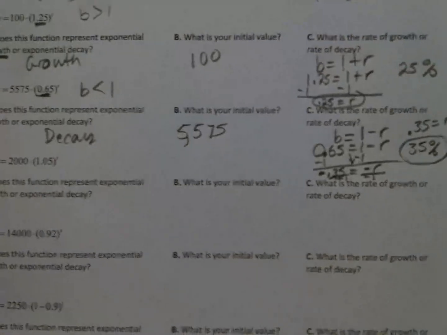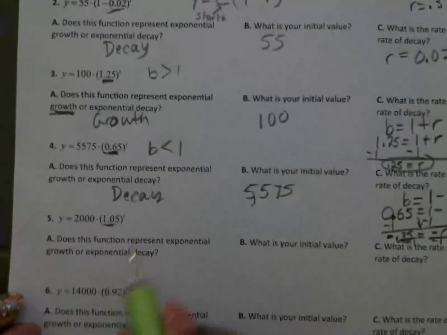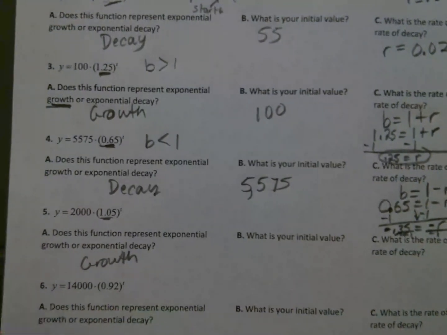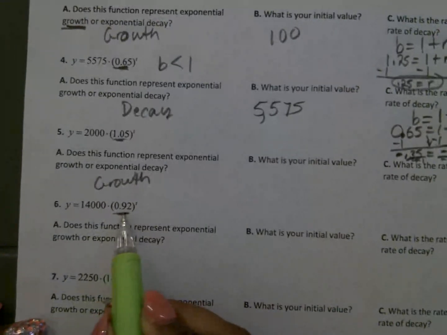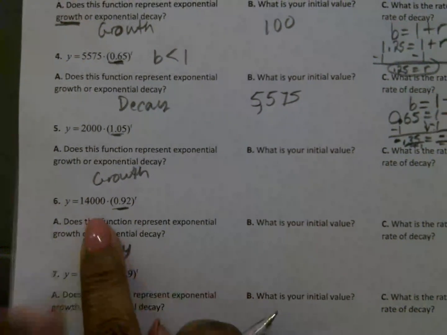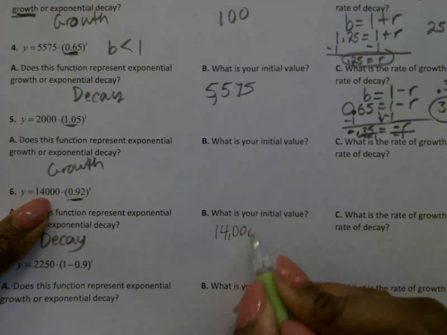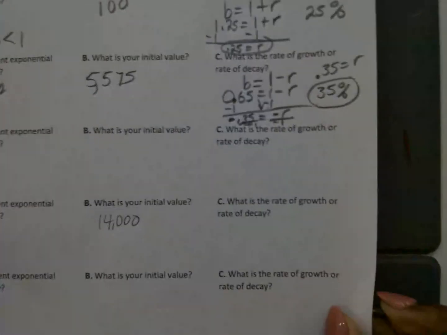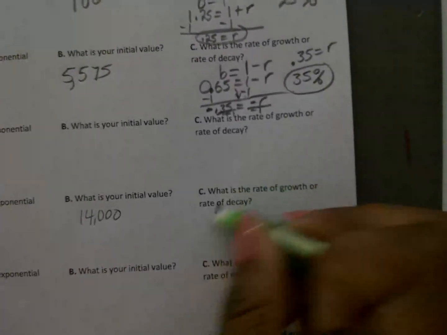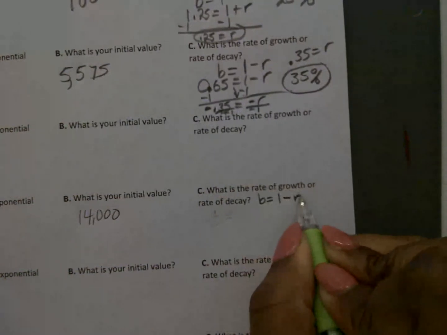All right. Same thing that goes for this one. Again, this one right here is greater than 1. So this is growth. Okay. This one is less than 1. So this is decay. The starting amount or the initial value is 14,000. And then you're going to use the formula. I need a little bit more space because last time I ran out of space. B is equal to 1 minus R.